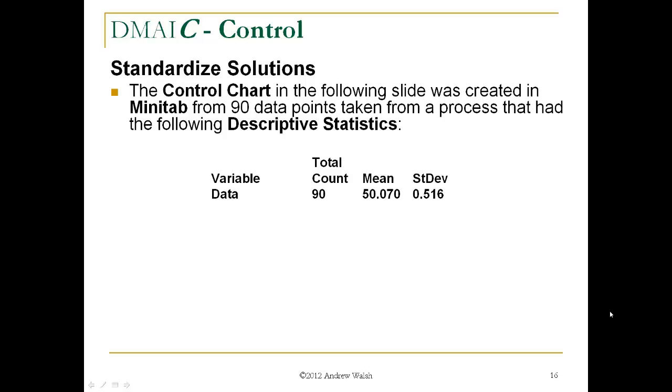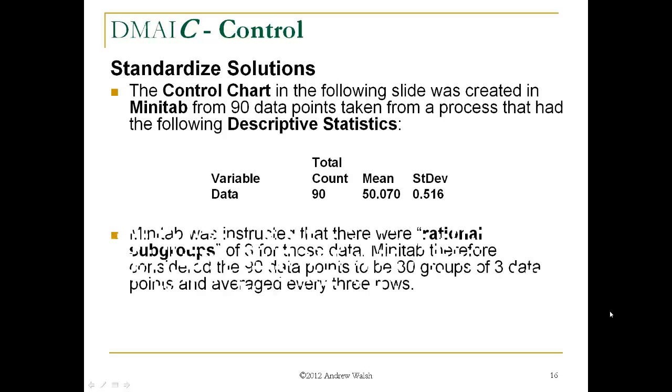The control chart in the following slide was created in Minitab from 90 data points, taken from a process that had the following descriptive statistics. It was actually randomly generated data with an average meant to be 50 and a standard deviation of 0.5. So as we see here, the descriptive statistics say there was a total count of 90, a mean of 50.070, and a standard deviation of 0.516.